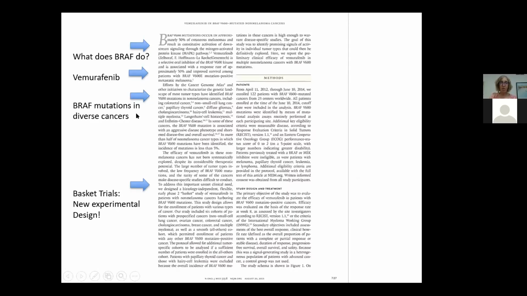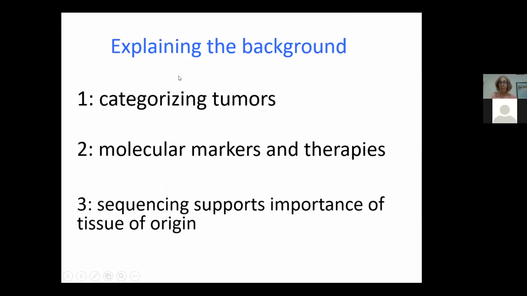So then the question is, what happens? Can it be used to treat the BRAF mutations in other cancers? And then this is talking about this experimental design, these basket trial experimental design. It's a new type of experimental design. So this is where the background is laid out. And so in the journal club, you need to explain the background.